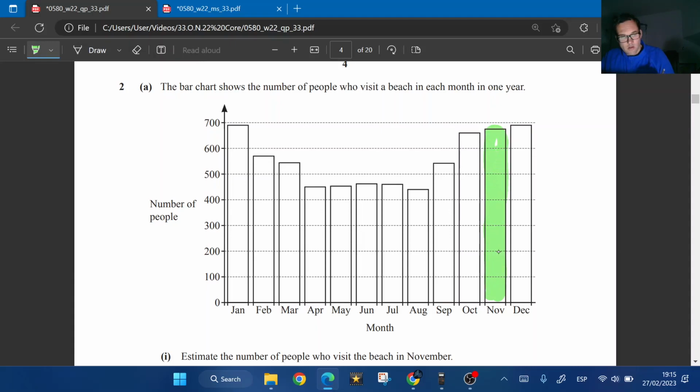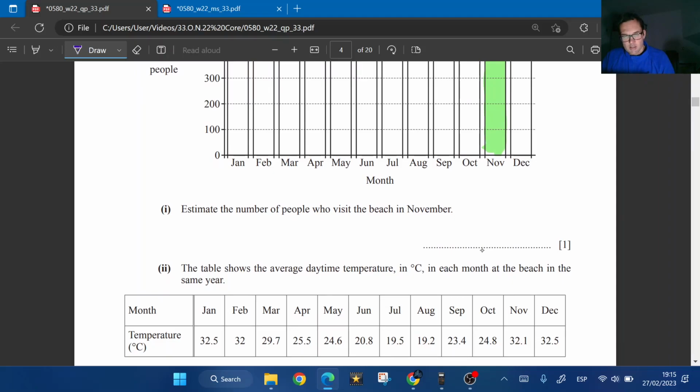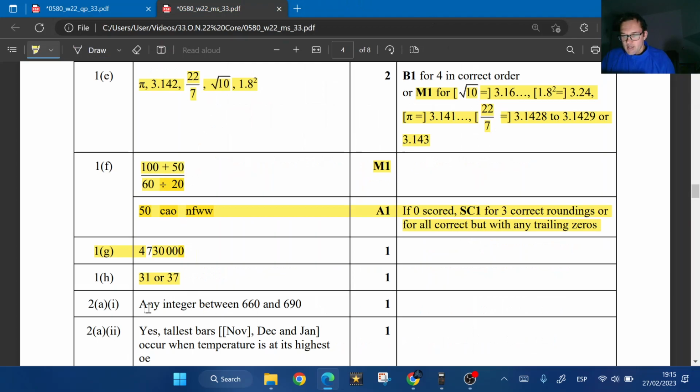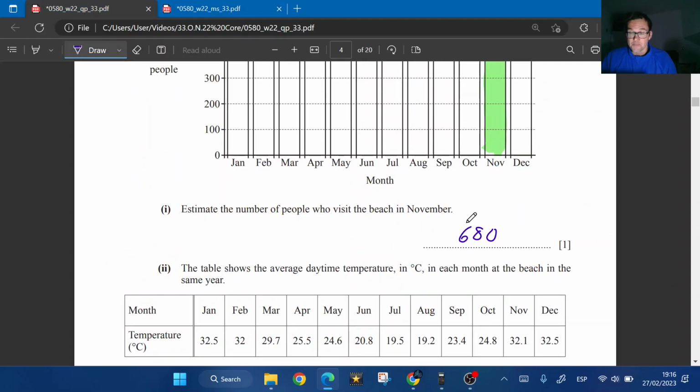So let's look at that bar carefully. It's between 600 and 700. It's much higher, closer to 700. So I would say about 680. But I'm sure they've got some leniency here. Say anything between 660 and 690. So you can have 670, 680, 690. Any integer. They say no decimals. So no 681.5, but 681, that's fine.